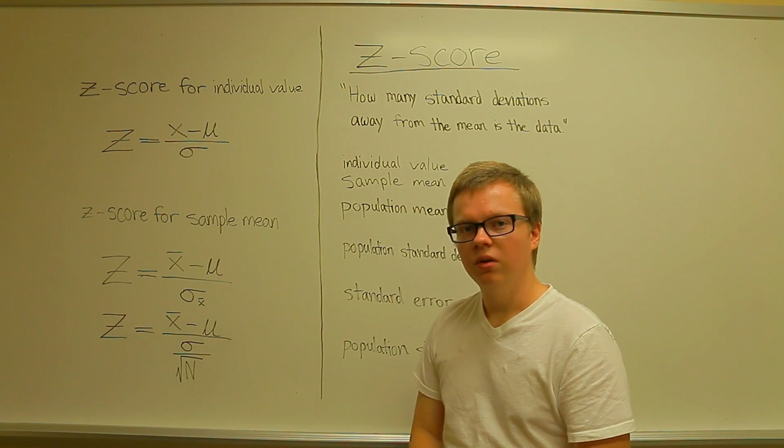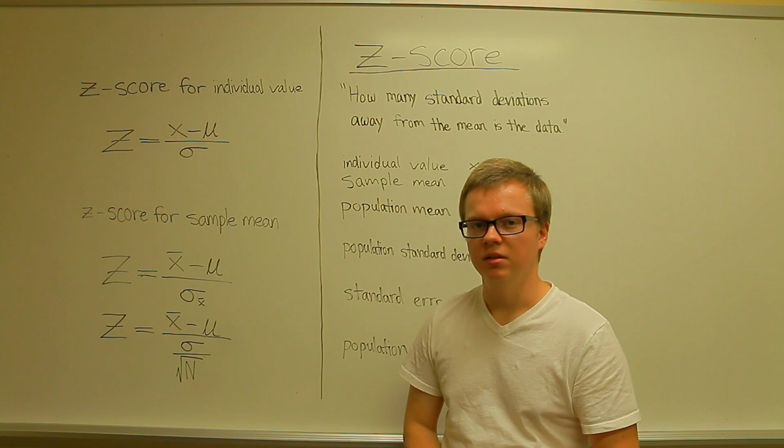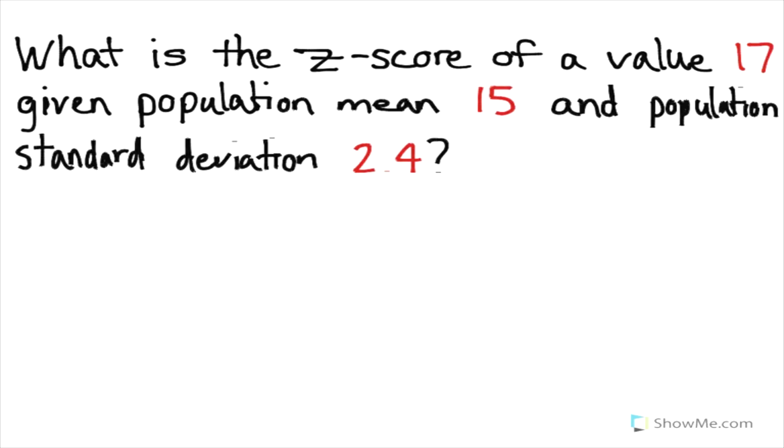So now we'll go through a few examples of how to calculate a z-score. So now we're going to look at two examples of how to calculate a z-score, both for an individual value and a sample mean. So here's our question: what is the z-score of a value 17 given population mean 15 and population standard deviation 2.4?